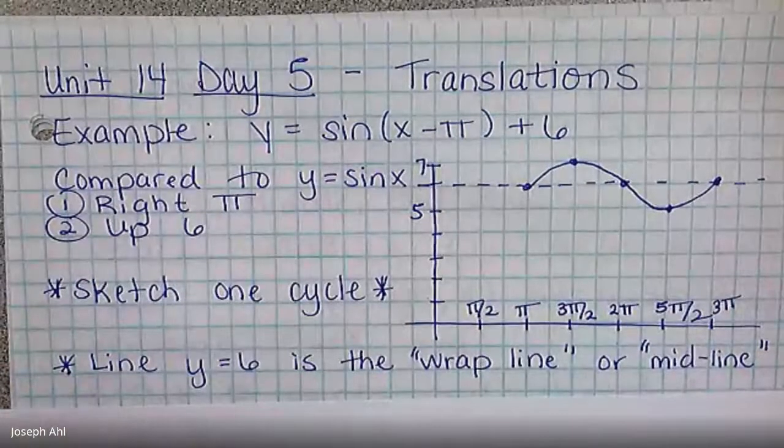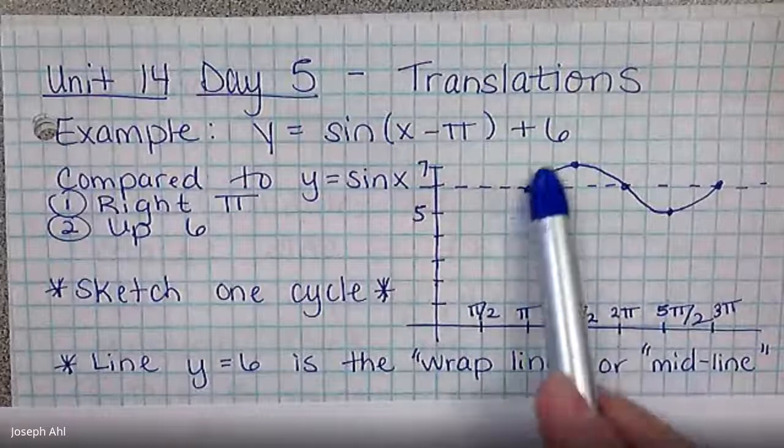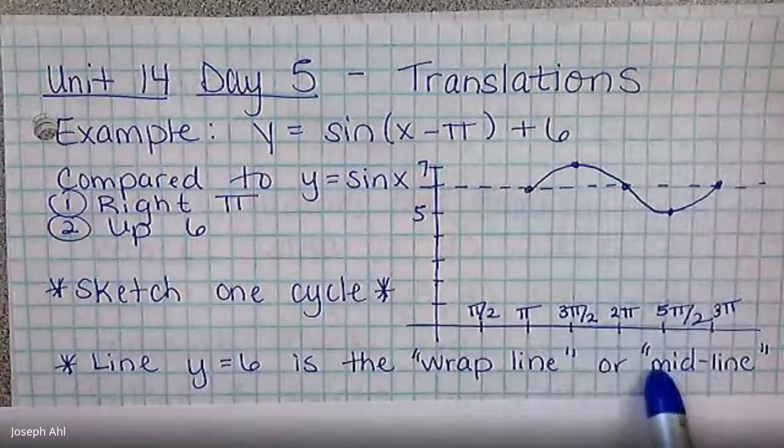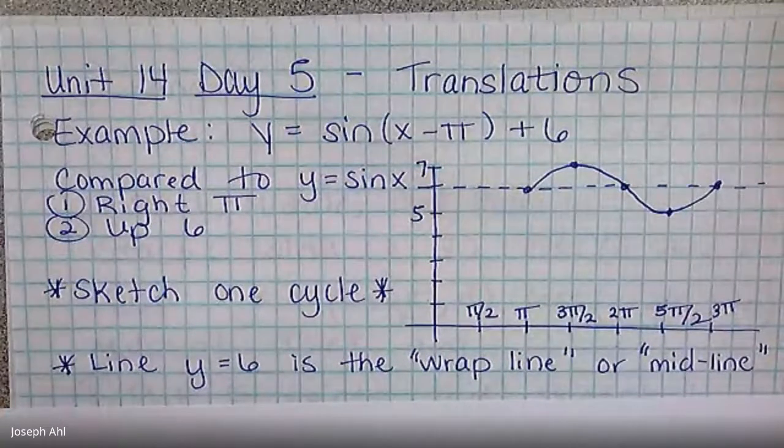Okay. So that line y equals 6 is something that we'll come to call in this unit, I like to call it the wrap line because it's literally the line that sine wraps around, or the midline. Now, the midline is something that maybe you would see more used in Regents exam language. So as long as you're comfortable with me interchanging those two words, the wrap line and the midline, they mean the same thing. It's basically accounting for where the vertical shift takes place.